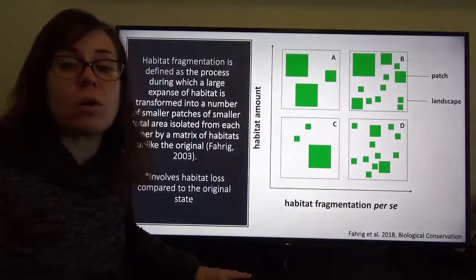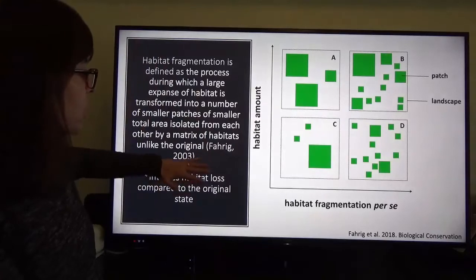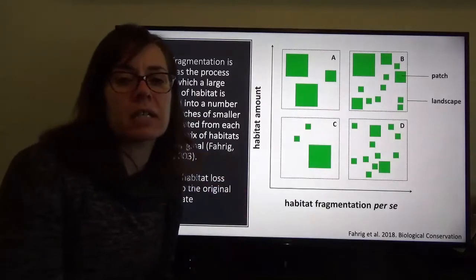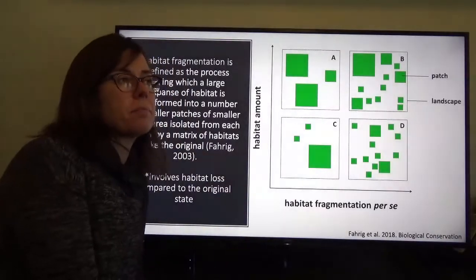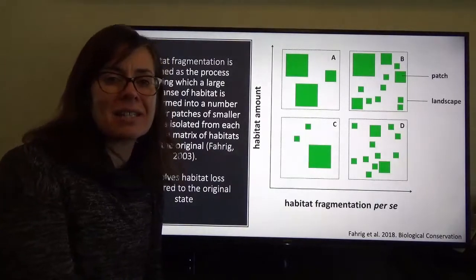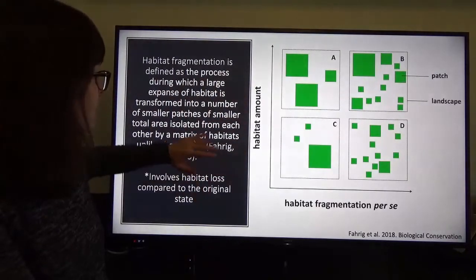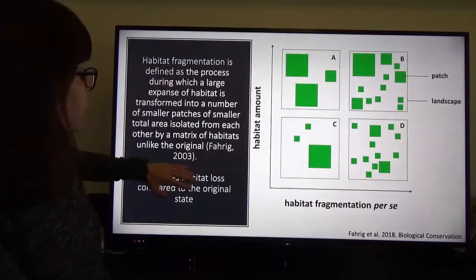Okay, so habitat fragmentation, to get into the nuts and bolts of it. Here's a very long definition. Lenore Fahrig, who's at Carleton in Ottawa, is one of the leading researchers in this field and has done some amazing work. She's an amazing landscape ecologist, and this is a definition from one of her papers.